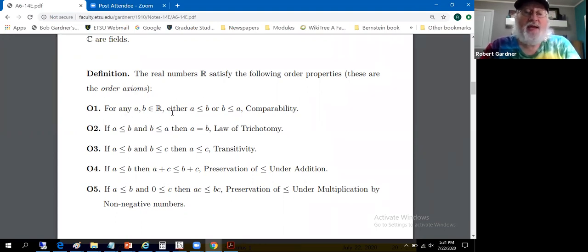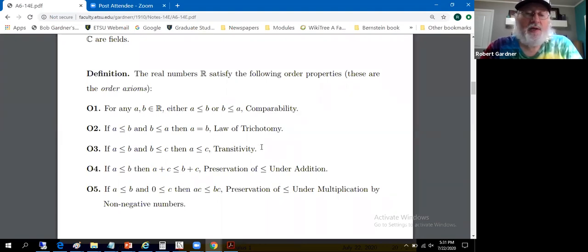For any real numbers A and B, either A is less than or equal to B or B is less than or equal to A. This is called comparability. If A is less than or equal to B and B is less than or equal to A, then A equals B. It must be the same number. This is sometimes called a law of trichotomy, maybe combined with property O1. If A is less than or equal to B and B is less than or equal to C, then A is less than or equal to C.